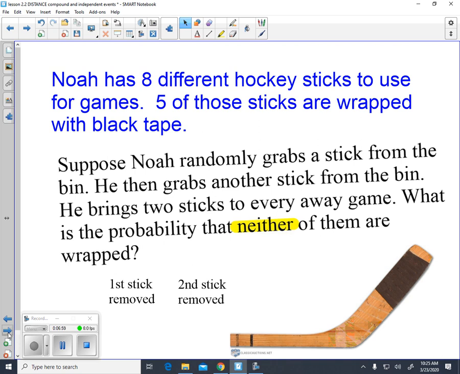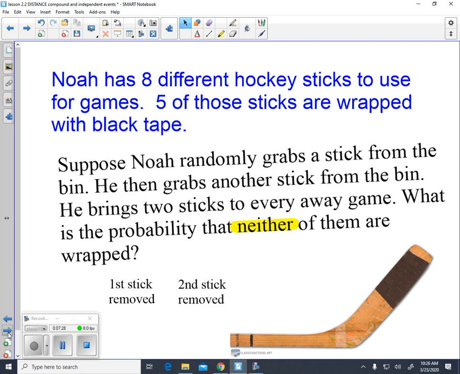Noah has 8 different hockey sticks to use for games. 5 of those sticks are wrapped with black tape, like you see in the picture. Suppose Noah randomly grabs a stick from the stick bin, and then he grabs another stick from the bin, and he brings those sticks to the away game. What is the probability that neither of them are wrapped with black tape?